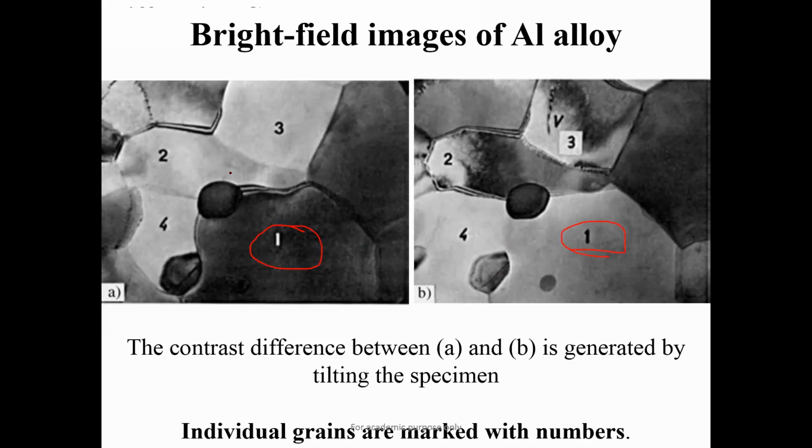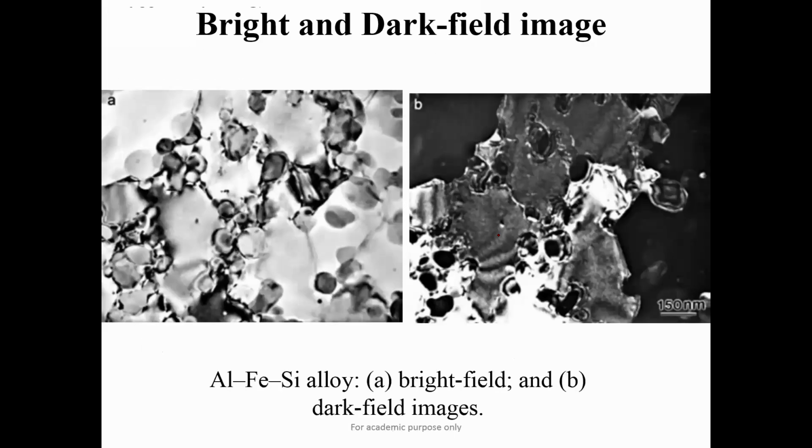specimen, you can get different information from the same sample. So suppose you are taking an image and mark the grains, and now you tilt the sample, different information can be taken from the same sample. So tilting has a very important role in the TEM machine.